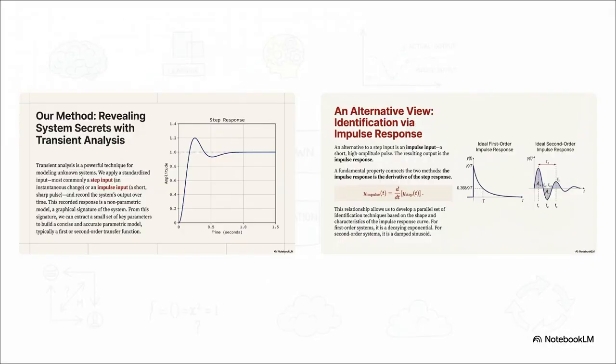When we place the step response right next to the ideal impulse responses, it reveals a much more flexible toolkit. Because of this mathematical relationship, we can develop parallel identification techniques. So instead of finding the 63.2% mark of a step input, we can just analyze the impulse curve, like finding exactly where it decays down to 36.8% of its peak. Both of these visual methods lead us to the exact same mathematical model.